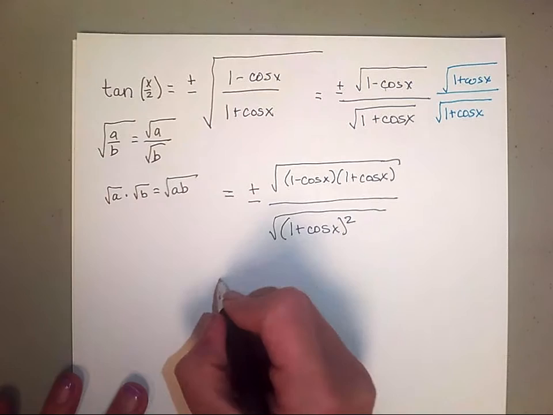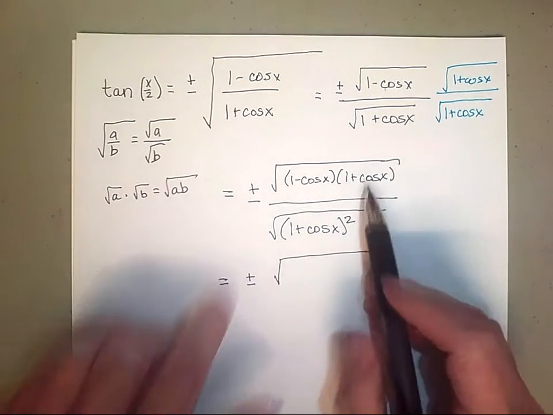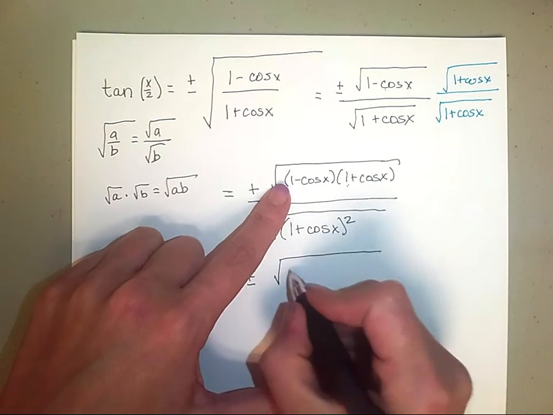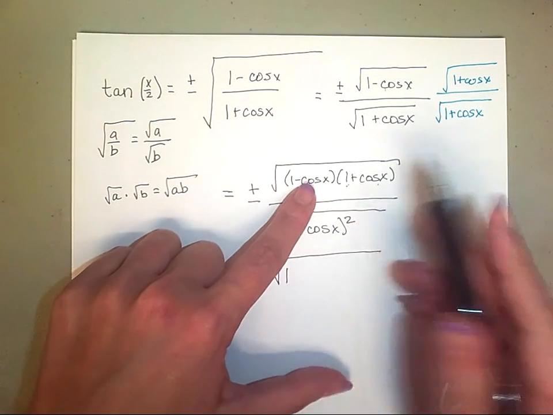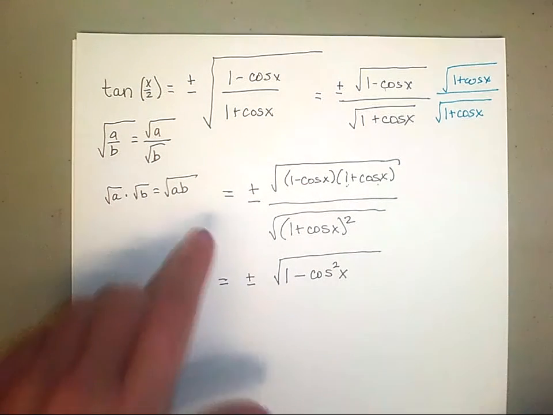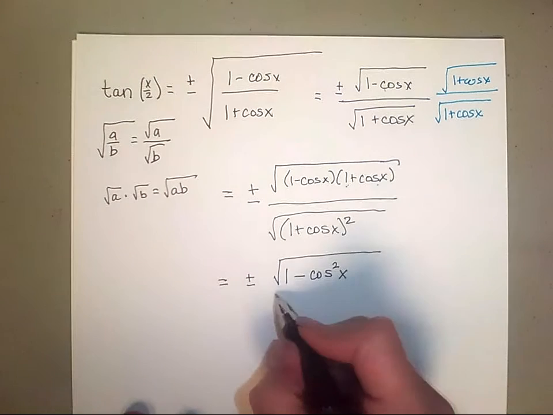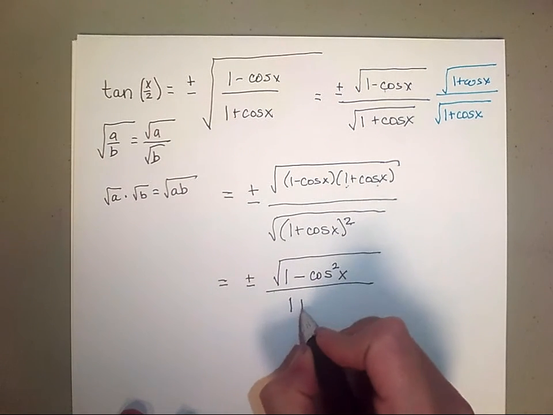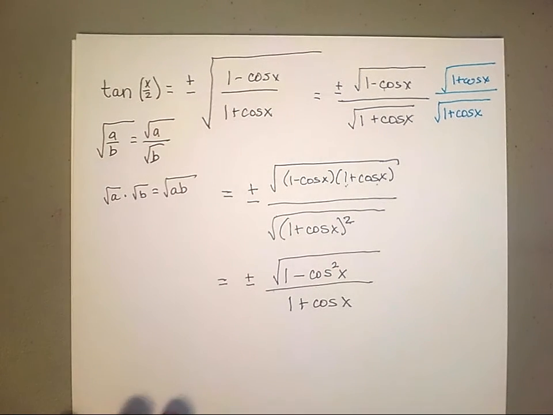And we can continue simplifying. This is equal to plus or minus the square root. Now these are conjugates, so if we multiply them out, we'll get 1 plus the cosine of x minus the cosine of x will go away, and minus cosine squared of x. And that will be over, well, the square root and the squaring will undo each other, and we successfully rationalized this.